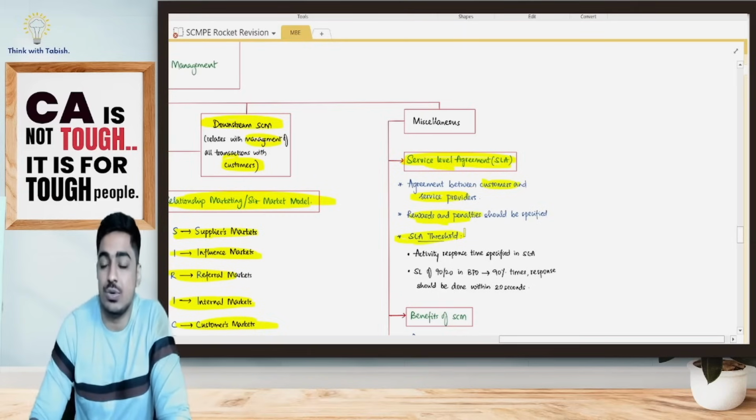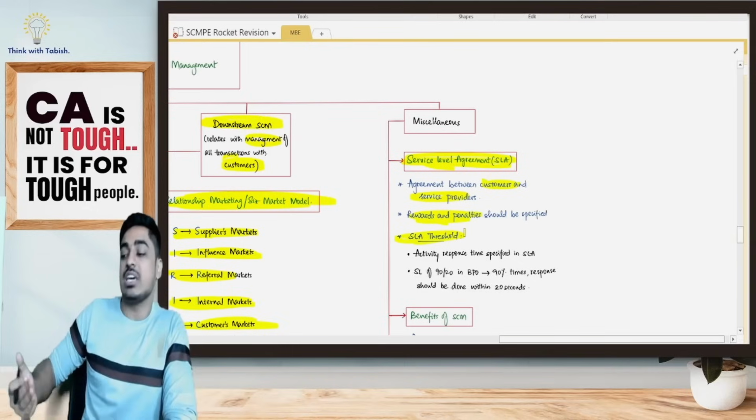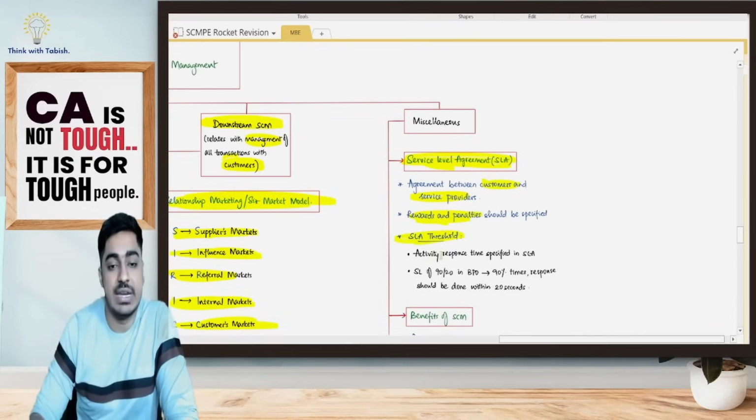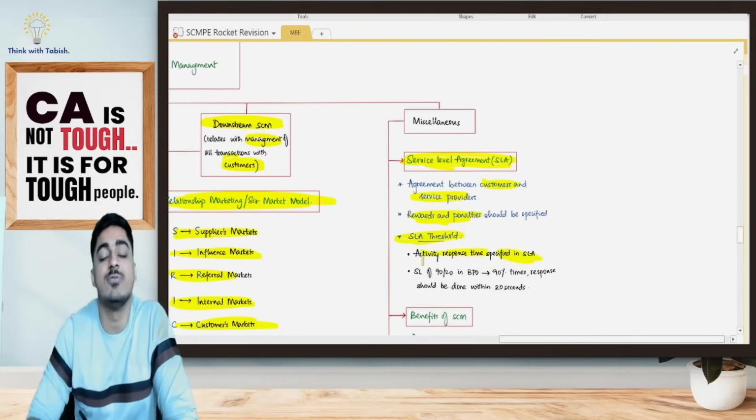Again, we have something called the SLA threshold. What is the SLA threshold? It is the activity response time: within how much time we should respond to the service that was specified. It is the activity response time specified in the service level agreement.